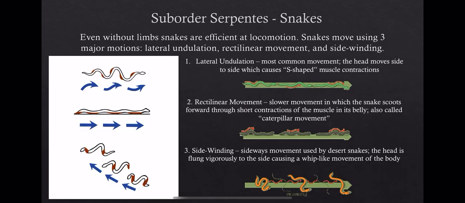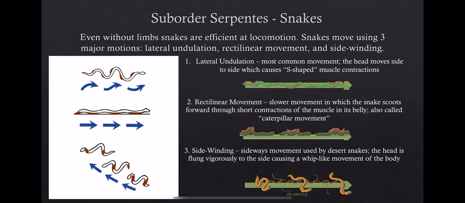Last little bit we're going to talk about is the movement of snakes. So if I were to tell you to picture a snake moving, most of you picture this S-shaped slithering, and that's the first major type of snake movement, but there are actually 3. So that first slithering that you're probably thinking of is called lateral undulation, and that is S-shaped. And the muscles contract and allow the snake to move from one side to the next, the head moving side to side, causing this S-shaped movement.